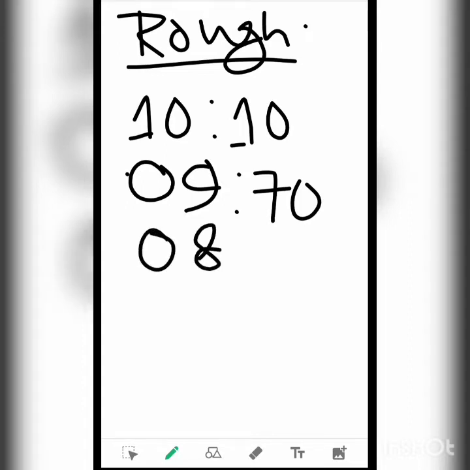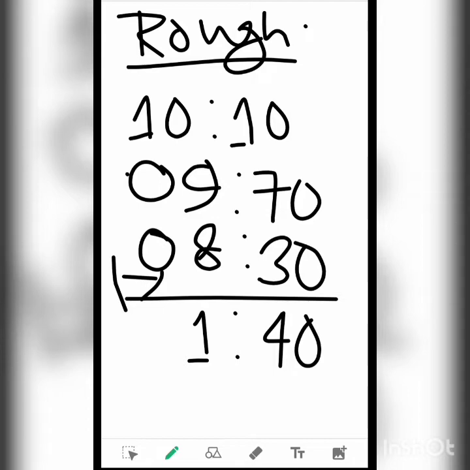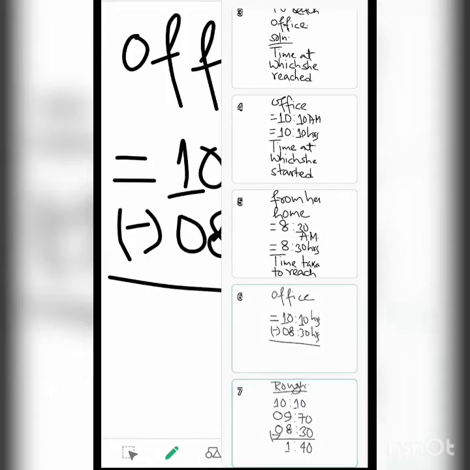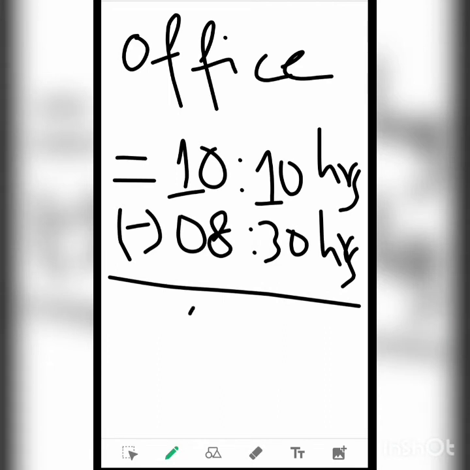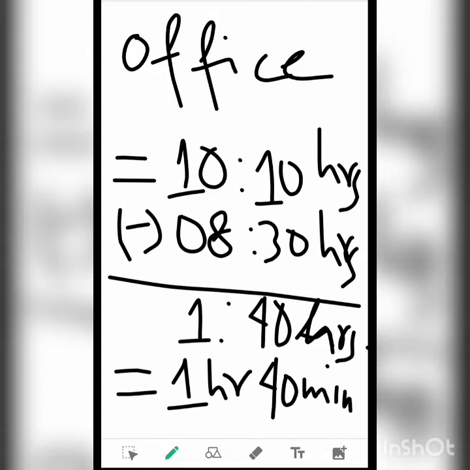From here you subtract 8:30. So how much do you get? See that you got 140. Make 1010 as 970. From there you subtract 830, you get 140. Now you come to the previous board and put the subtracted value 140 hours. Means 1:40 hours. But you have to convert it into hours and minutes. So this means 1 hour 40 minutes. So this will be your value.